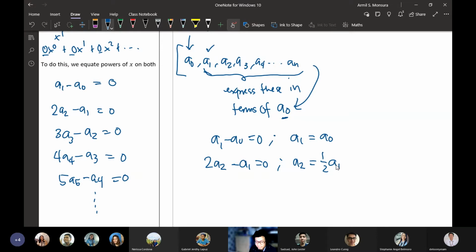So, I substitute it here. Ipapalit ko tong A1 na to dito. So that I can write A2 equals 1/2 A0. Again, I have to express this in terms of A0. So, dapat ito yung end goal ko. Dapat yung right side niya, A0. So, meron na akong A2. Okay? Nasusundan ako?